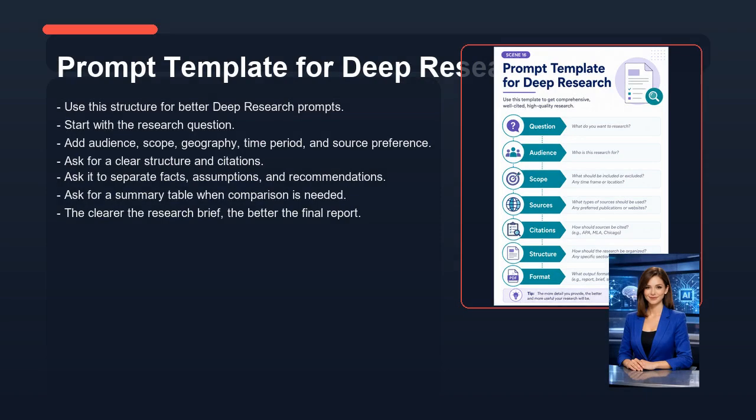Now let's look at prompt template for deep research. Use this structure for better deep research prompts. Start with the research question. Add audience, scope, geography, time period, and source preference. Ask for a clear structure and citations.